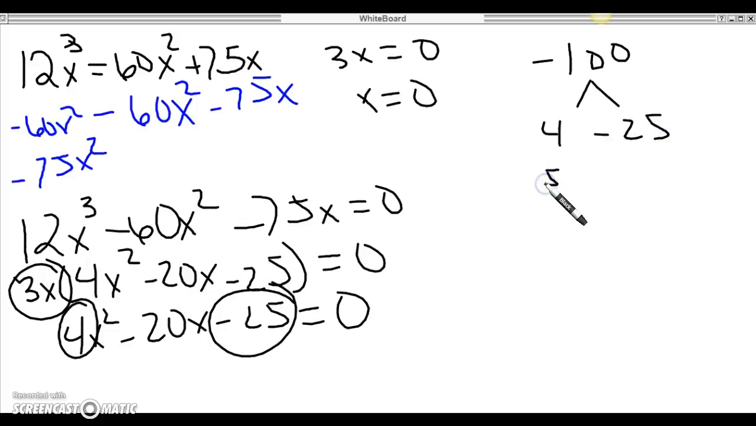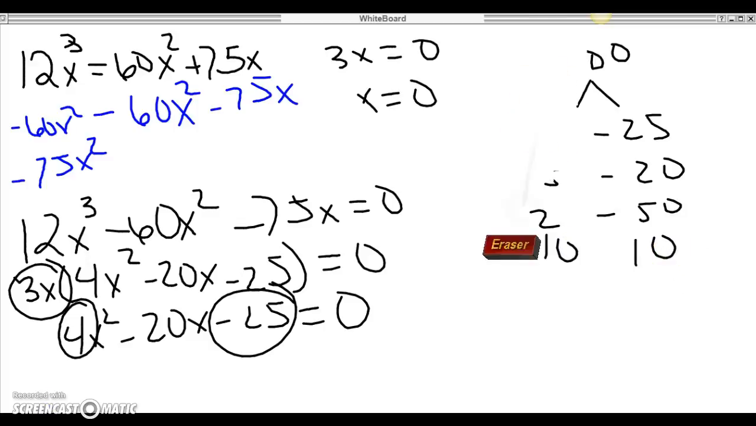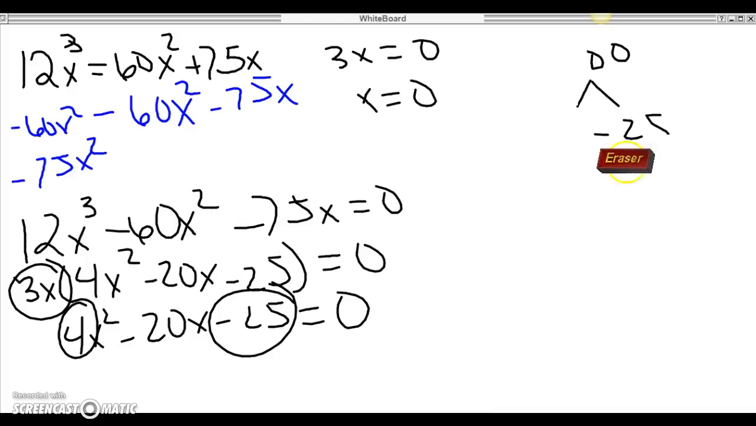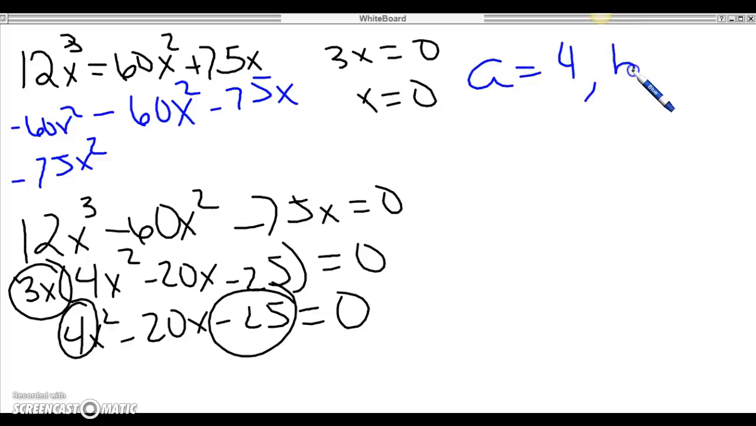I have 5 and negative 20, that doesn't work. I have 2 and negative 50, that doesn't work. And I have negative 10 and positive 10, that doesn't work. So I'm going to use the quadratic equation instead. So in this situation, for my quadratic equation, a is equal to 4, b is equal to negative 20, and c is equal to negative 25.